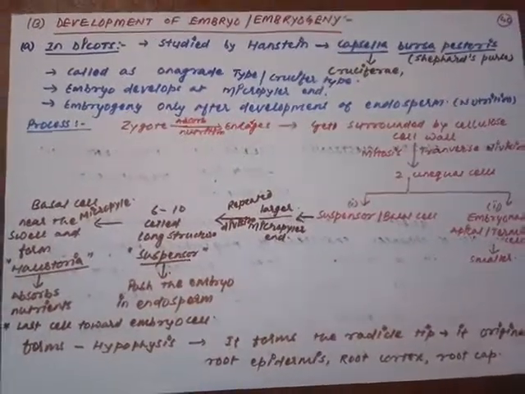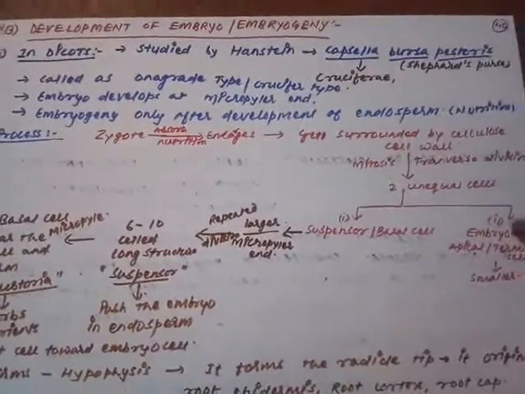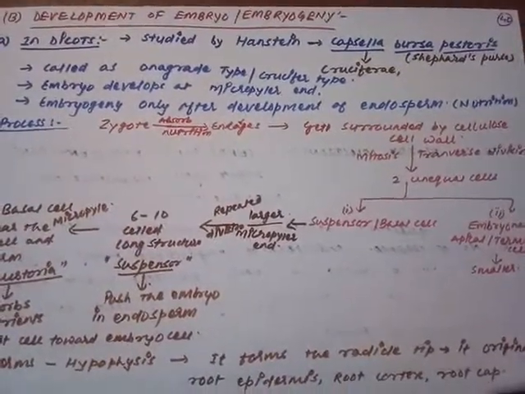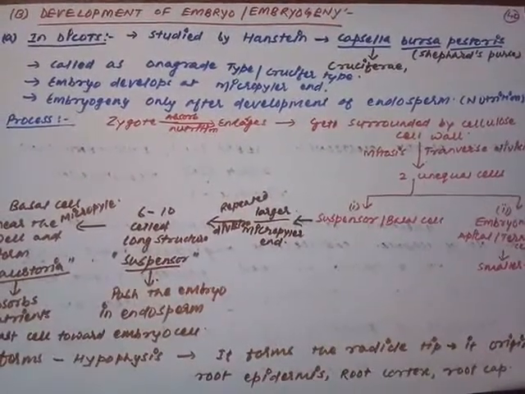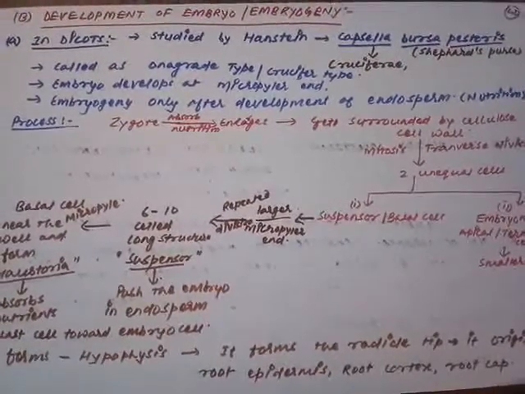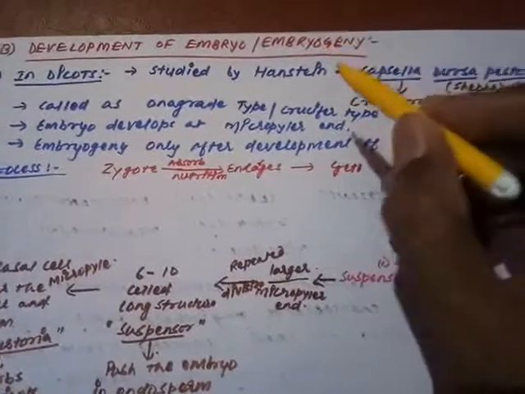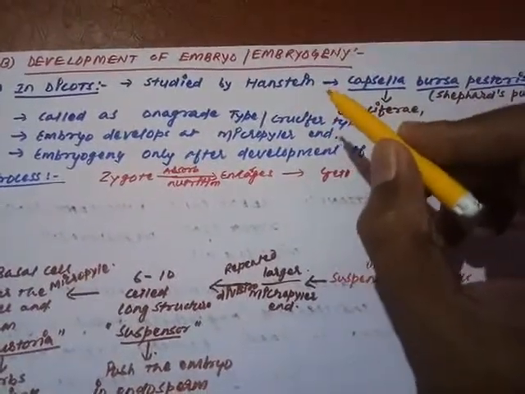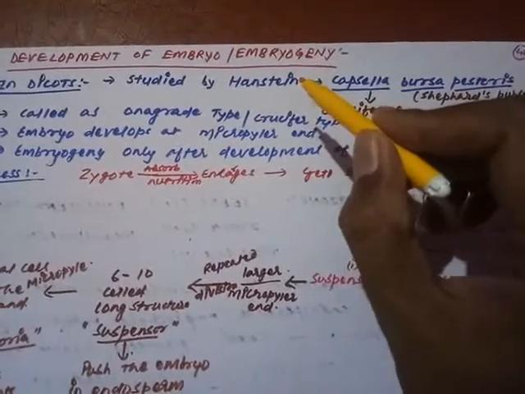First of all, we are going to understand the development of embryo in dicot plants. How are dicot plants undergoing embryonic development, how is the zygote going to convert into a developed embryo? Just listen carefully. First of all, the embryonic development in the dicot plant was studied by Hanstein. It is a very important concept that I am going to deliver.